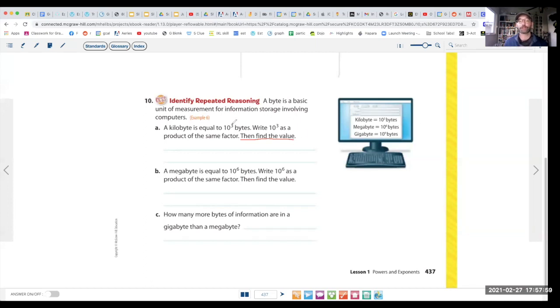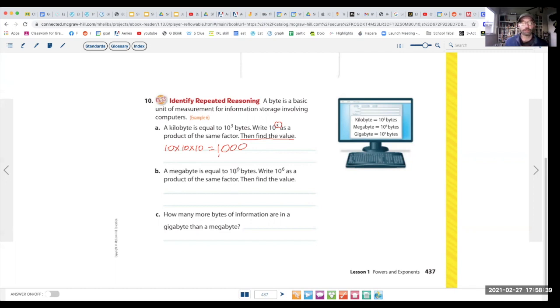So 10 to the 3rd, write that out. Ready, go. Okay, so you should have 10 times 10 times 10. And then when it says find the value, you're going to now multiply that out. And if you remember the trick I told you with multiplying by tens, you just count the zeros, and that's going to be your answer, right? So the answer should be 1,000, because there are 3 tens in 10 to the 3rd power, 3 zeros. That's easy. So if you could do that, then letter B should be pretty easy too. Ready, go.